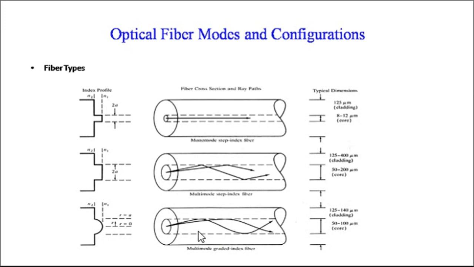If you observe the diagram, the core diameter is defined as 50 to 100 micrometer. In the multi-mode step index fiber, it is 50 to 200 micrometers, and in the monomode step index fiber, its diameter is 8 to 12 micrometer. If you compare the step index fiber with the gradient index fiber, the core diameter of multi-mode gradient index fiber is high.